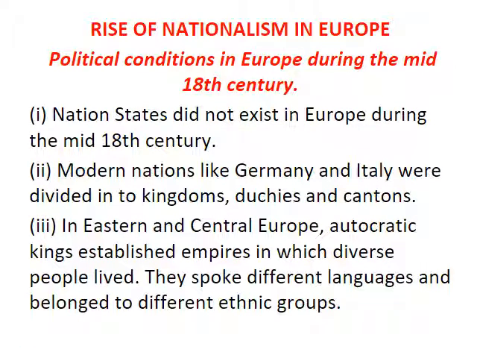The nation state did not exist in Europe during the mid 18th century. Modern nations like Germany and Italy were divided into kingdoms, duchies, and cantons. In Eastern and Central Europe, autocratic kings established empires in which diverse people lived. They spoke different languages and belonged to different ethnic groups.